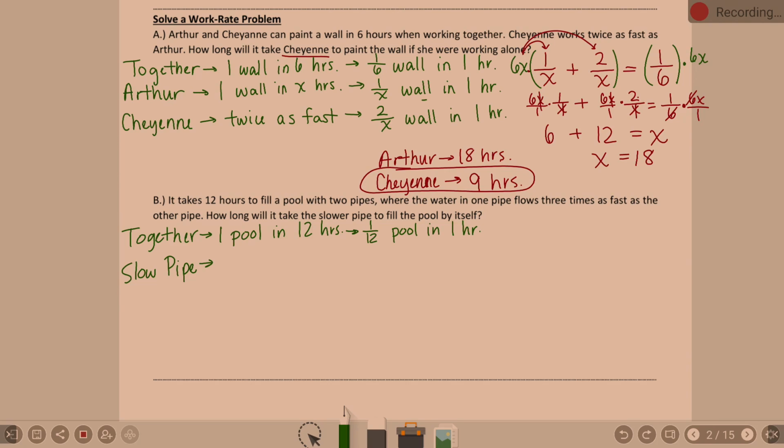What about the slow pipe? It can fill one pool in X hours. It's going to be my generic, my basic X, so one pool in X hours. Which means, what can the slower pipe do in 1 hour? It can fill 1 over X of a pool, if such a thing exists.